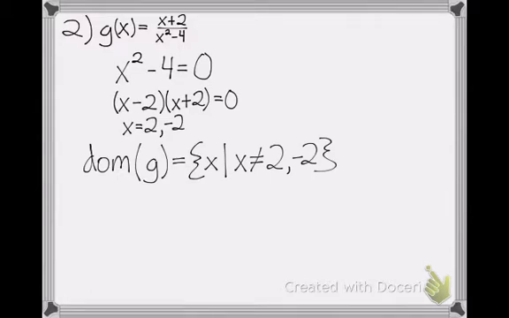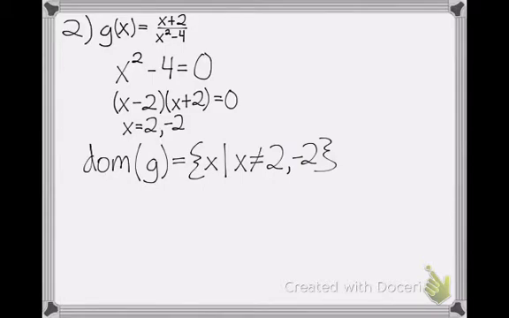So when we do that, what we get is that the domain of G is the set of all x such that x is not equal to 2 and negative 2. So you'll notice here that we found the divide by zero problems at this step. And at this step, we got rid of them. That is, we took them out of the set of all real numbers.